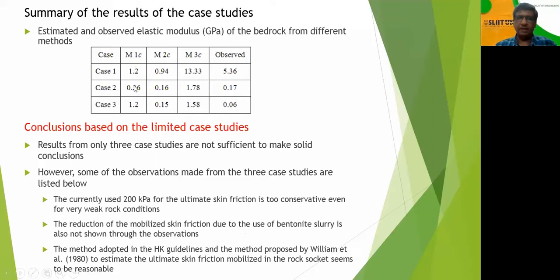Using method 1, you can see the predictions. Method 2 predictions, method 3 predictions, and method 4 observed values, the E values. Of course, you have to mention that 3 case studies are not sufficient to make a conclusion regarding the skin friction and end bearing in the rock.